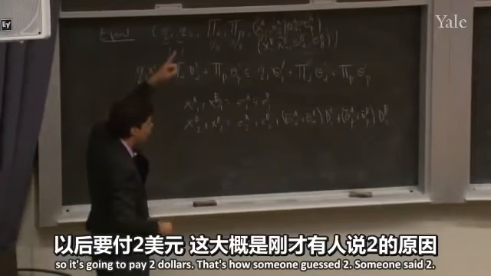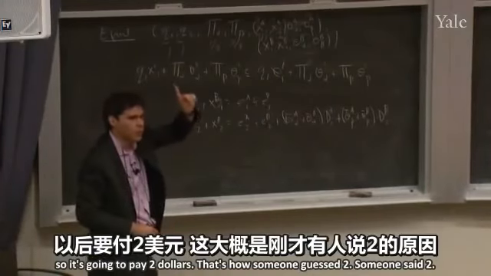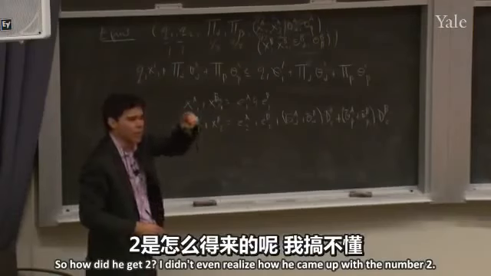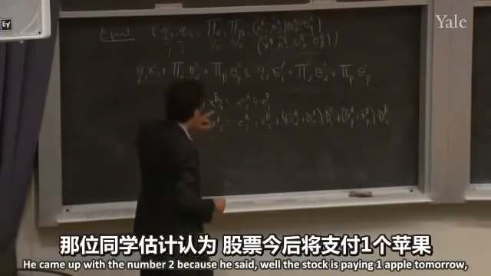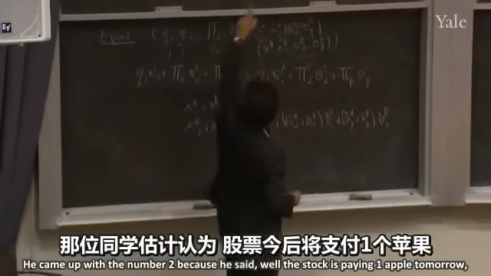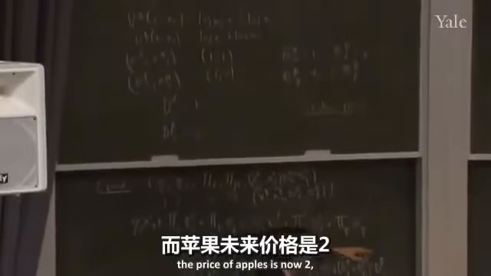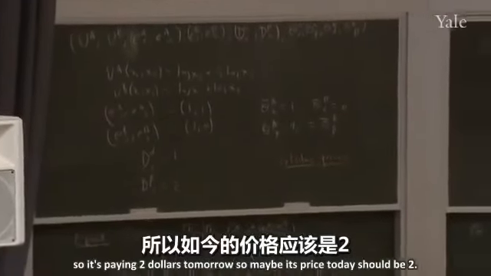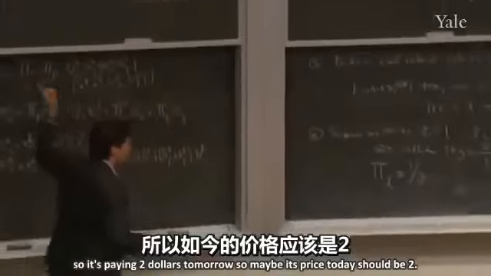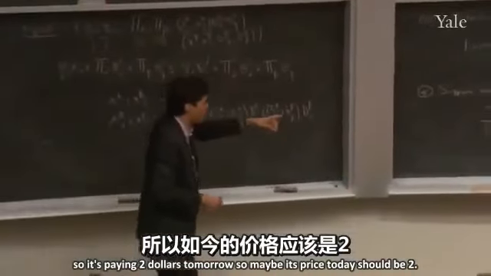so it's going to pay $2. That's how someone guessed 2. Okay, so how did he get 2? He came up with the number 2 because he said, well, the stock is paying 1 apple tomorrow. The price of apples is now 2, so it's paying $2 tomorrow. So maybe it should be worth $2. Its price today should be 2.